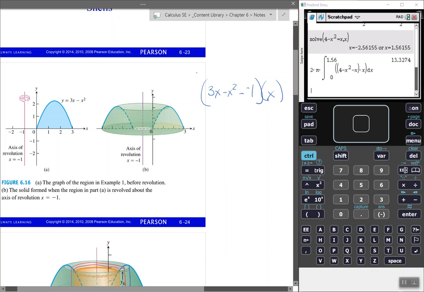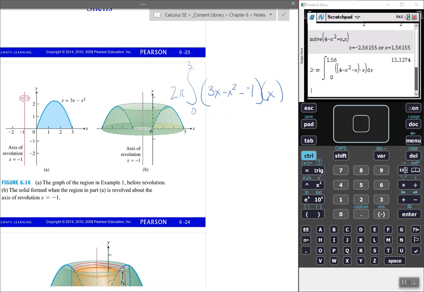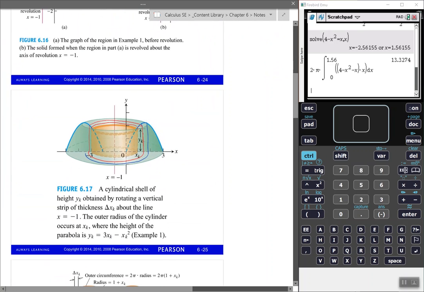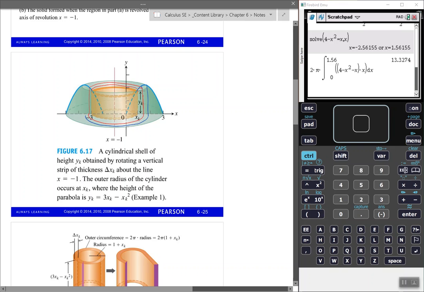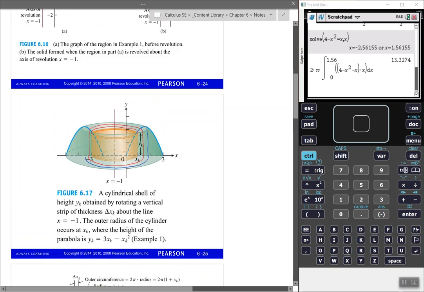And we would set it up with 2 pi out front. So that's the only difference. If you have an axis of rotation that is not the x or y axis, you just subtract the axis of rotation from the function you're working with. And they talk about it and they don't provide any answer there, but there we go.